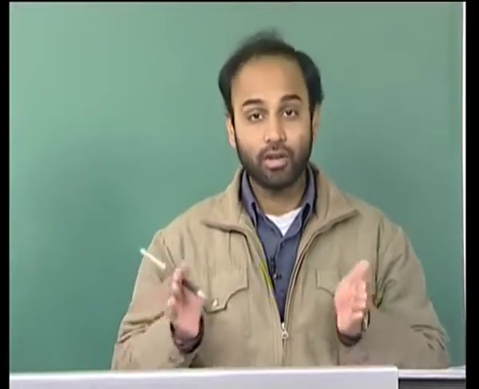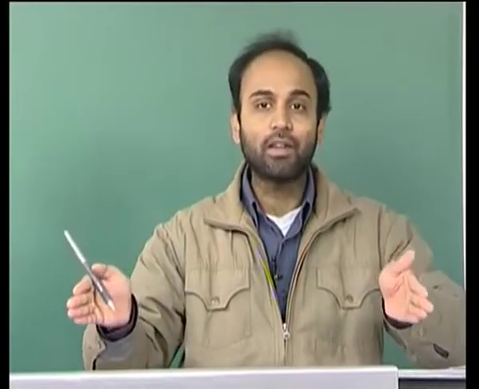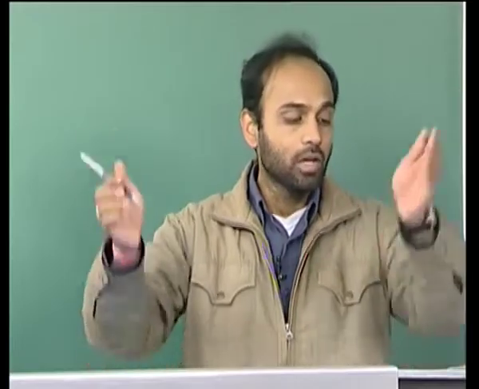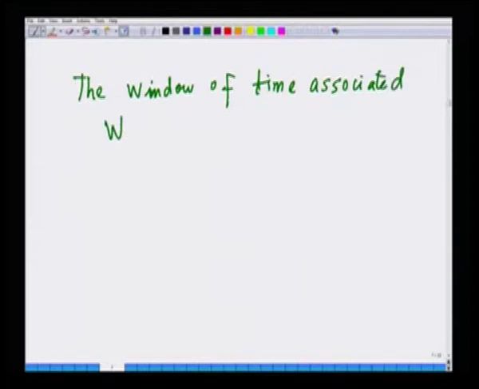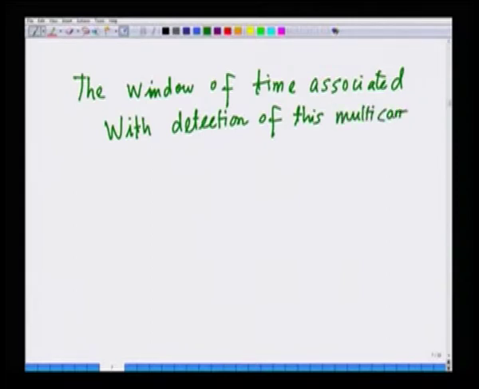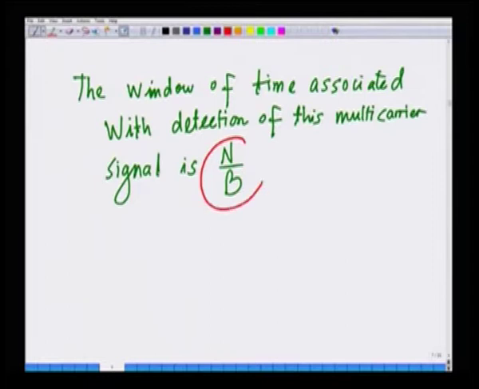So, we said the integration time, or in fact the rectangular window for which we have to observe the signal, or which we have to integrate, is N over B. The window of time associated with detection of this multi-carrier signal is N over B, which is nothing but the time period of integration.